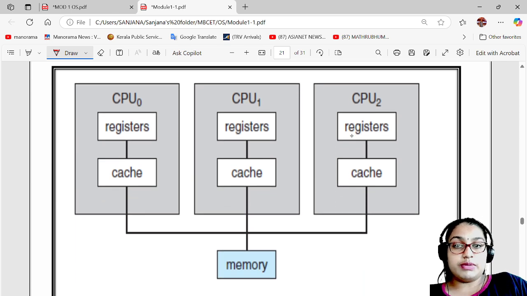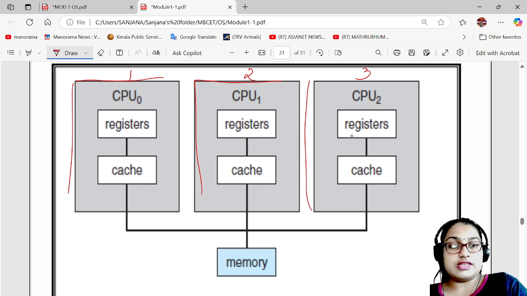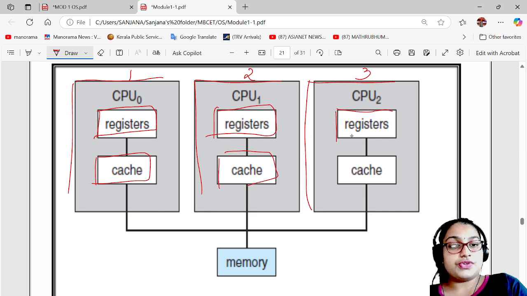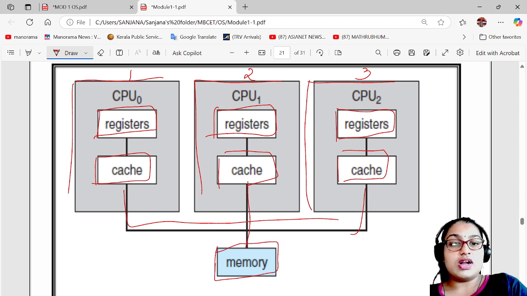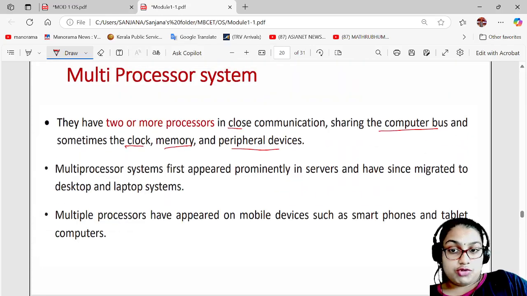So this is a figure of a multiprocessor system. I have multiple processors: this is my first one, this is my second one, this is my third one. CPU 0, I have numbered it 0. Inside each of them I have registers and cache. They all have the same thing, and they are all connected to one memory over here. So a multiprocessor system has two or more processors in close communication, sharing the computer bus, the clock, memory, peripheral devices, everything.